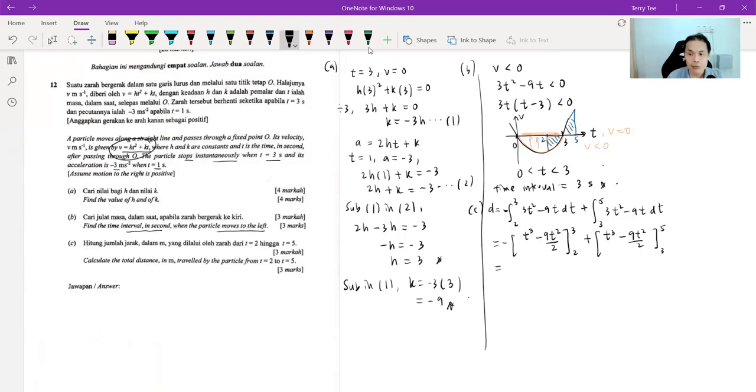Now let's substitute 3 inside. 3 to the power 3 is 27. This is 9 over 2. I put 3 inside, 3 squared is 9.